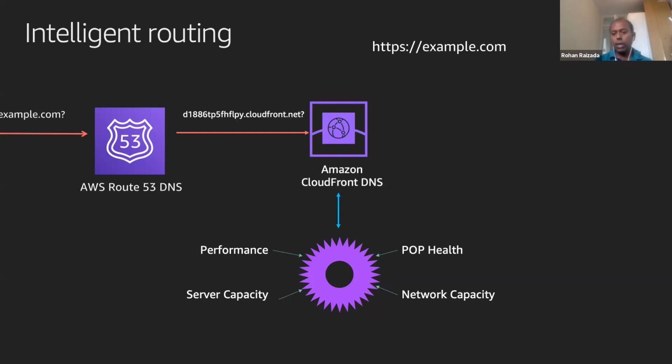And also, we are looking at the network capacity. We are monitoring the links to the different networks, and we want to make sure that we are not sending traffic to our edge location which might be close to flooding its links. So with all of this information, we can provide an answer in real time to the client, and then the client can go ahead and make a connection. So this is primarily around intelligent routing.